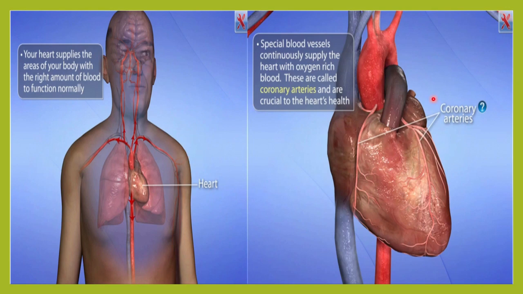The heart, and you can see that these are the coronary arteries. These coronary arteries are the special blood vessels which continuously supply the heart with oxygen-rich blood, and they are very important because they have to see that the heart keeps on pumping blood. So when there is blockage, narrowing or occlusion in the coronary artery, that can cause various complications, and we try to find out the blockage in these coronary arteries through this angiogram.